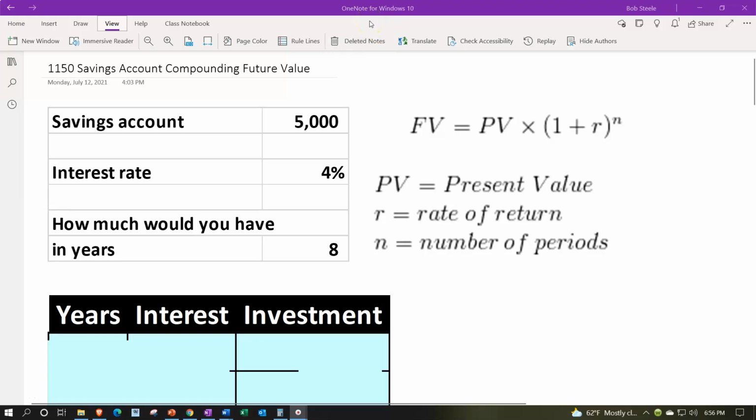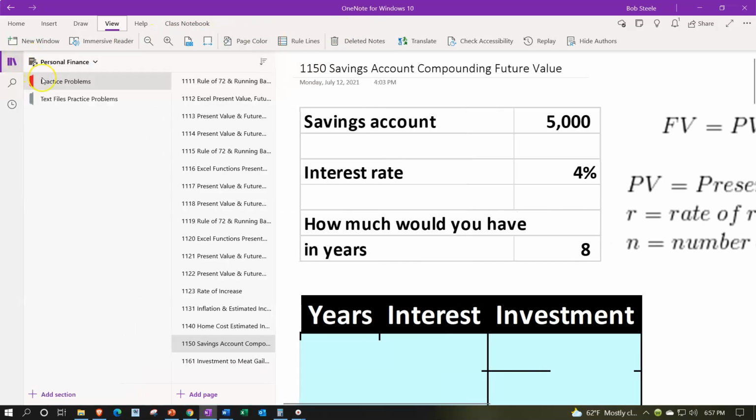Here we are in OneNote. If you have access to OneNote and would like to follow along, you're not required to, but if you would like to, we're in the icon on the left-hand side in the Practice Problems tab, down in the 1150 Savings Account Compounding Future Value tab. Also note, when using OneNote, look at the Immersive Reader tool. Our presentations will also be in the text area with the same name, same number, but with transcripts that can be translated into multiple different languages and either listened to or read in them.